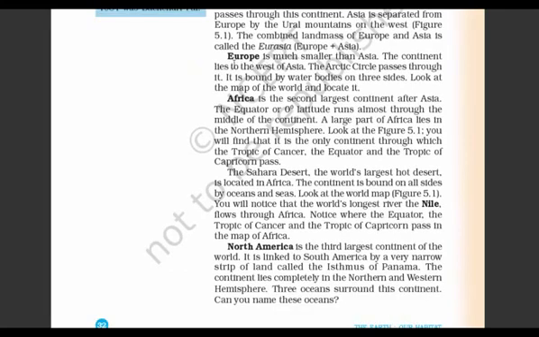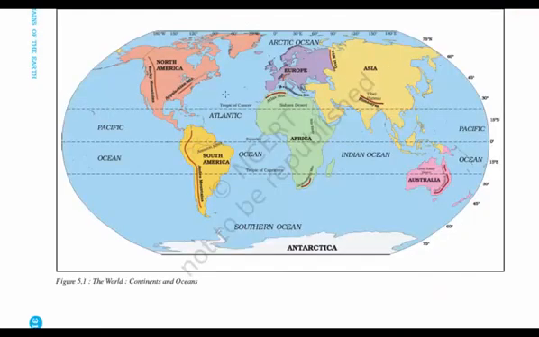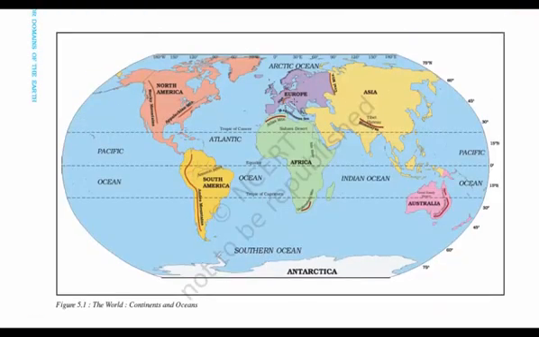Coming to Europe, Europe is much smaller, and part of Arctic Circle also passes through it, and it is also bound by water bodies on 3 sides. So if we look at the map again, Europe is surrounded by water bodies on 3 sides. That is the Arctic Ocean on top, and you have the Atlantic Ocean towards the left side, and then you have the Mediterranean Sea, and behind it is the full part of Asia. So 1, 2 and 3.